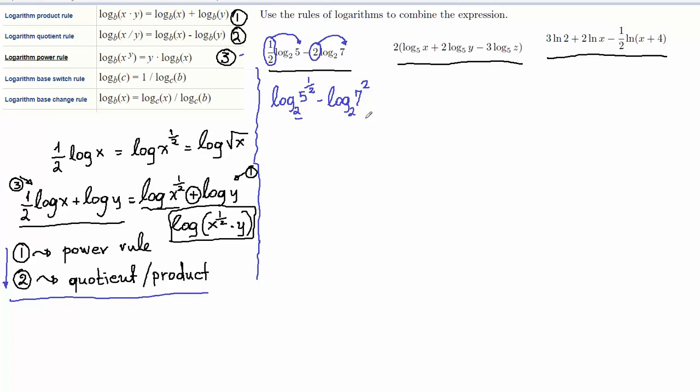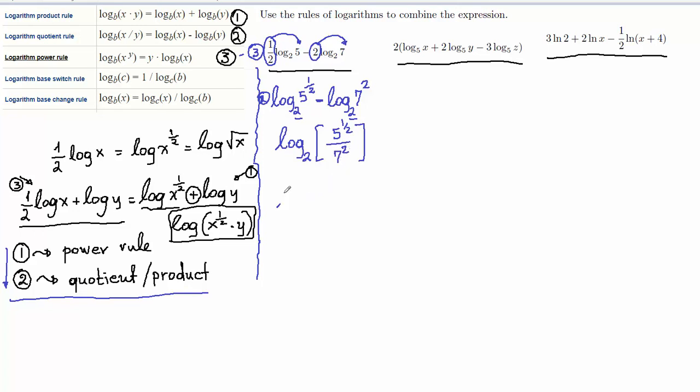Now I can look right here and I see that the bases are the same. So I can proceed. Here I applied number 3. This is not the product rule, I have a subtraction, so I apply number 2, the quotient rule. So what does this mean? This means that I keep one logarithm now, and I put everything in the argument of the logarithm. The numerator will be 5 to the 1/2, and the denominator is 7 squared.